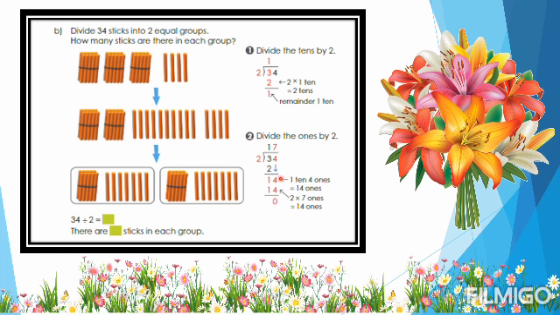So 14, class, divided by 2 equals 7. 7 times 2 equals 14. And 14 minus 14 equals 0. So the answer now, class, 34 divided by 2 equals 17. So there are 17 sticks in each group.